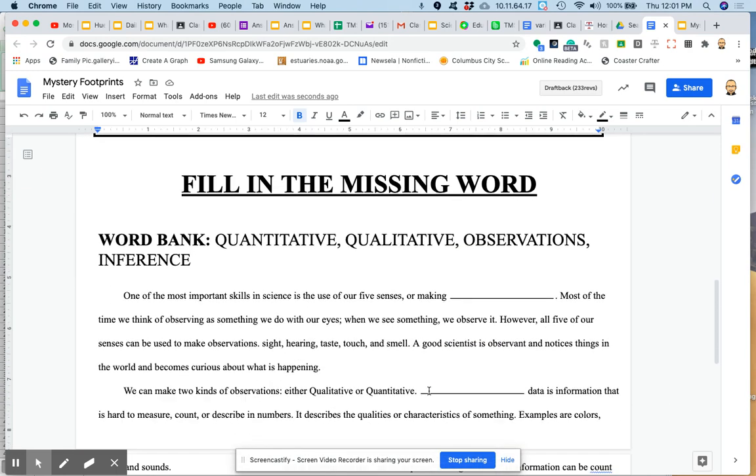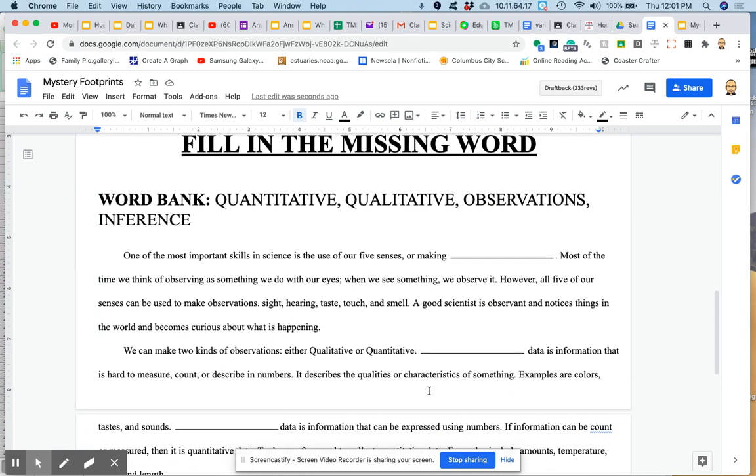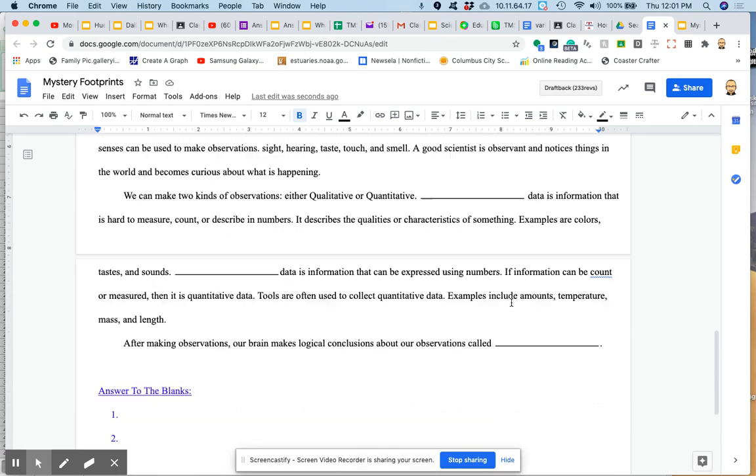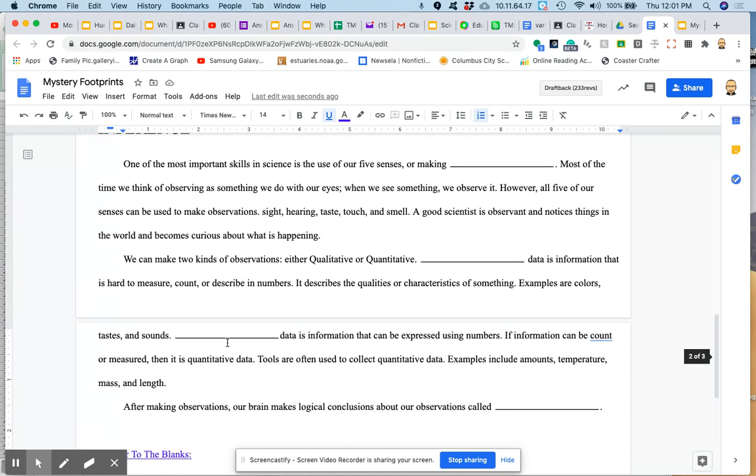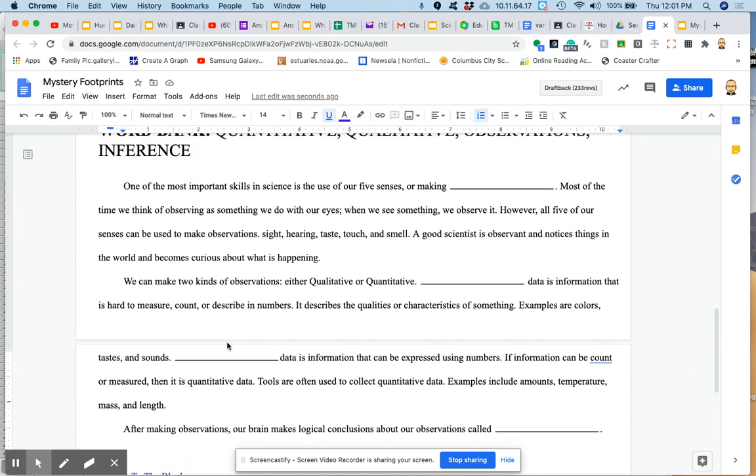Now, I come down here. I have a word bank: quantitative, qualitative, observations, and inference. So one of these will go in one of these 4 blanks, and you can put the answers down here, okay?